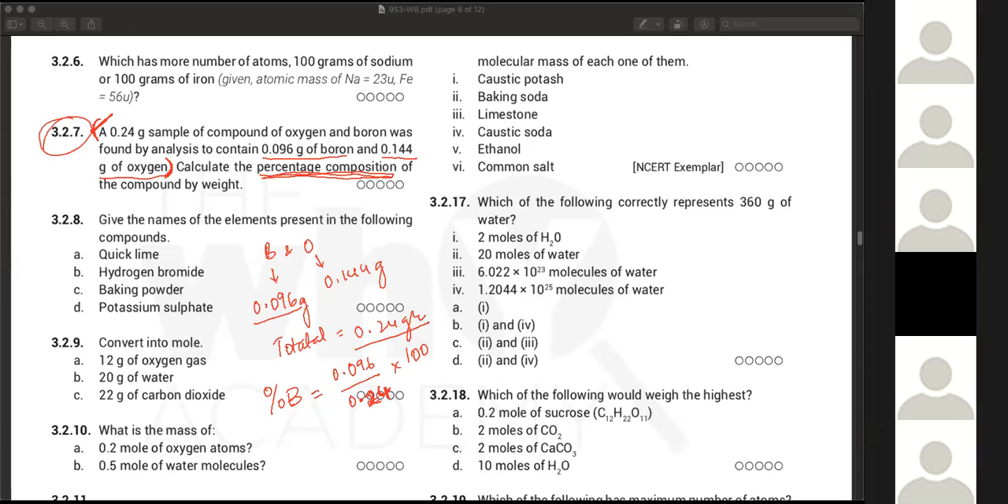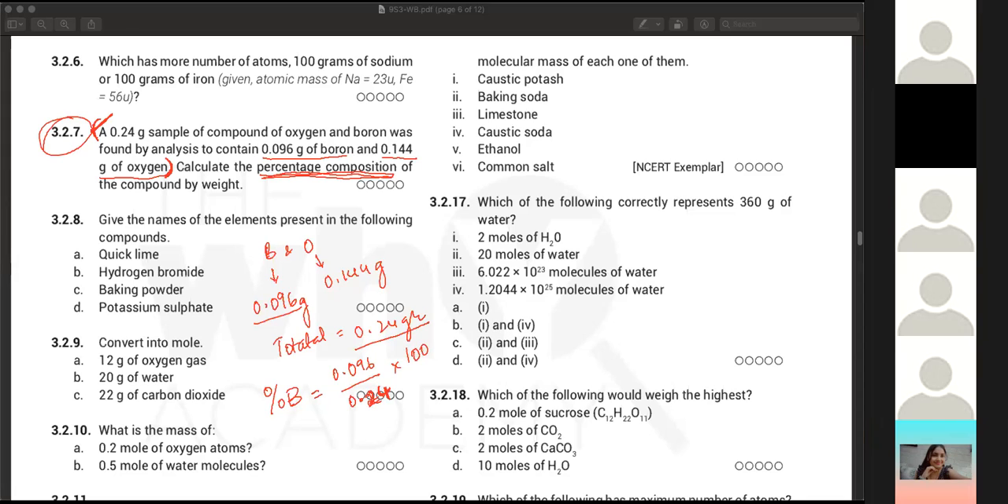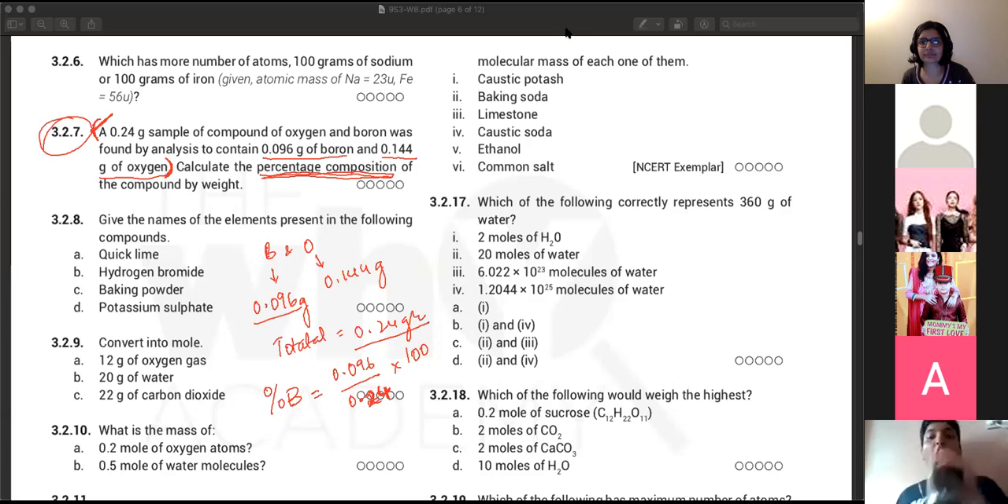Riya has already done it. Raghav has already sent. Cool. Okay, so the percentage of boron is 40% and oxygen is 60%. Very nice. Arushi also did it. Ryan, are you solving?